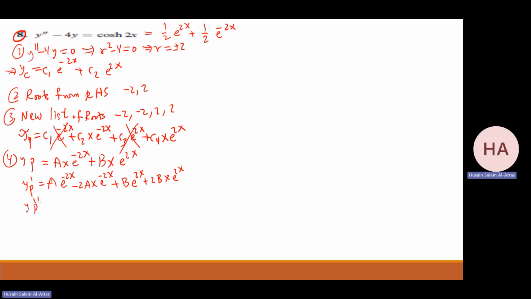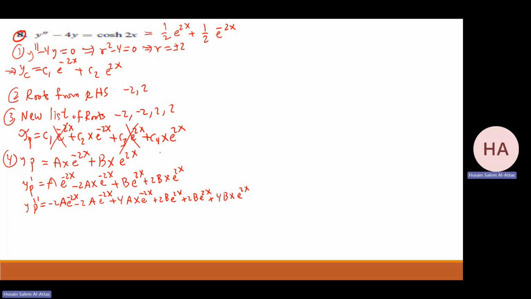Y_B double prime, that will be minus 2A e to the power minus 2x. Be careful. Minus 2A e to the power minus 2x plus 4A x e to the power minus 2x plus 2B e to the power 2x plus 2B e to the power 2x plus 4B x e to the power 2x.